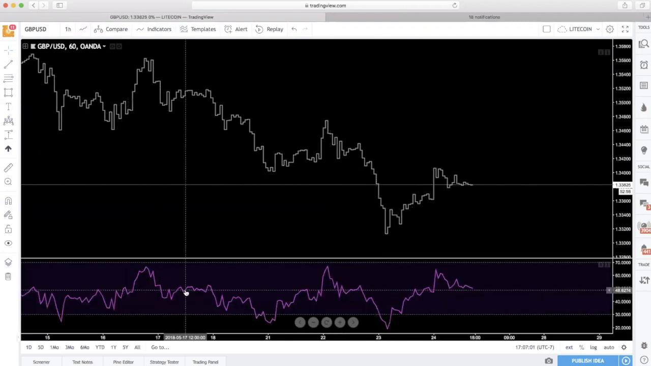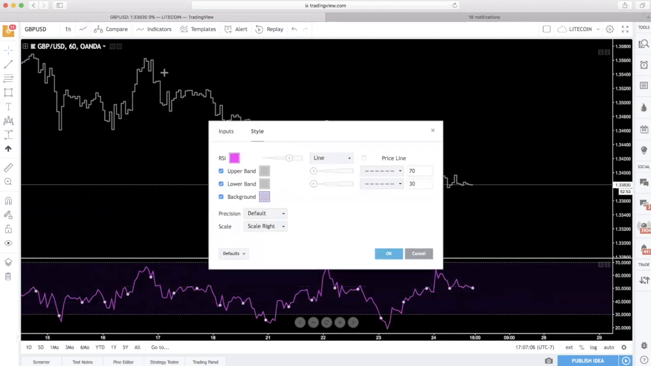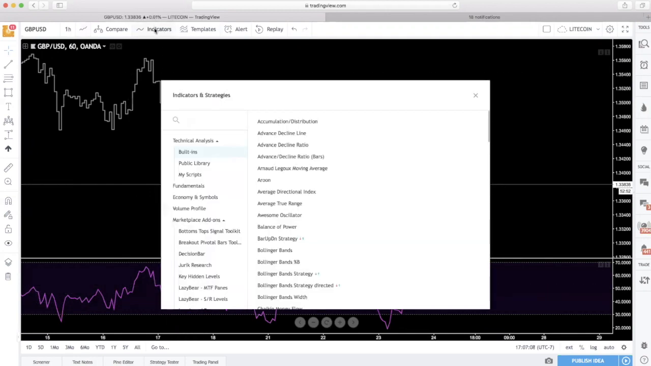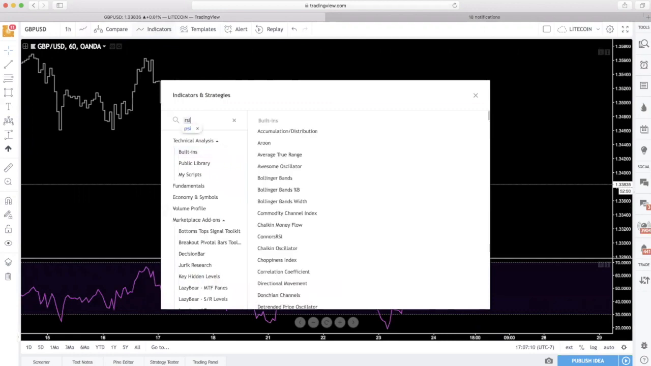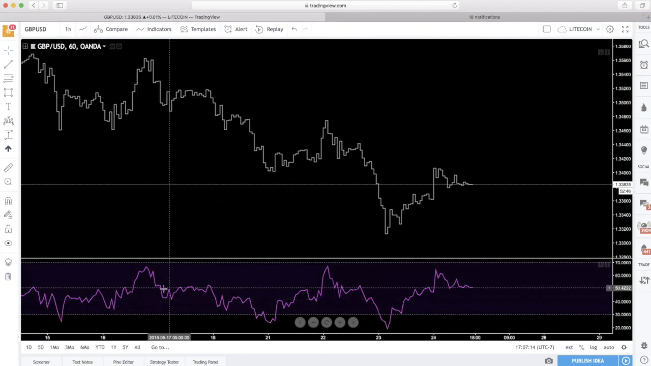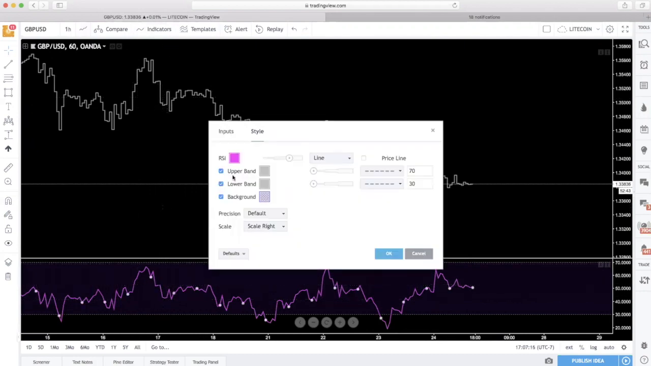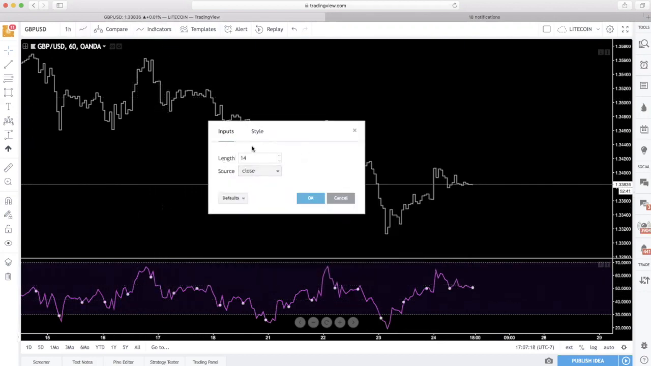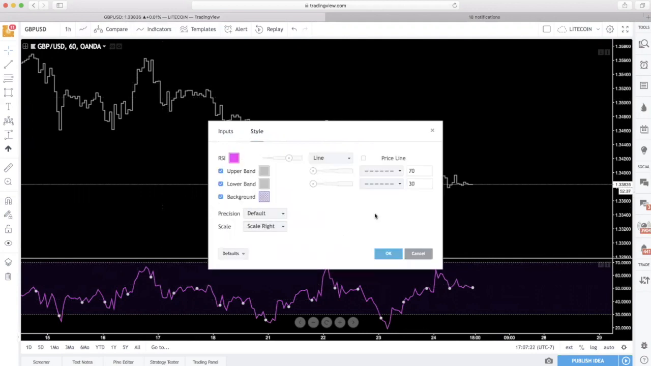I do use RSI as well. If you want to add the relative strength index, all you have to do is go to indicators, type in RSI. Right here, it'll say relative strength index. Click it, add it to your chart. Same thing, double click the line. This is my setting, 14, source close. And if you want to screenshot this, these are the settings as well.